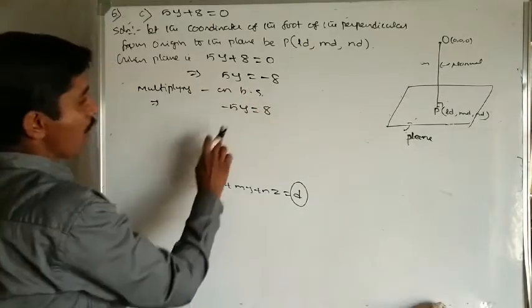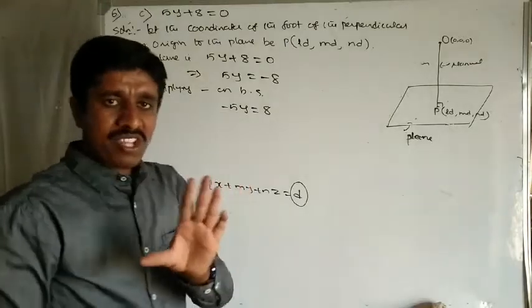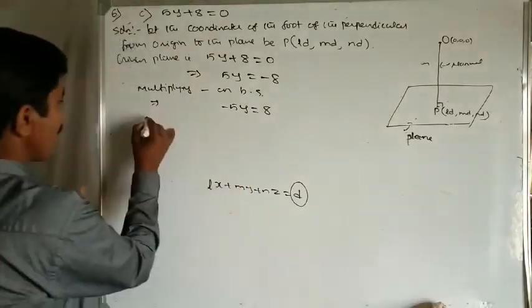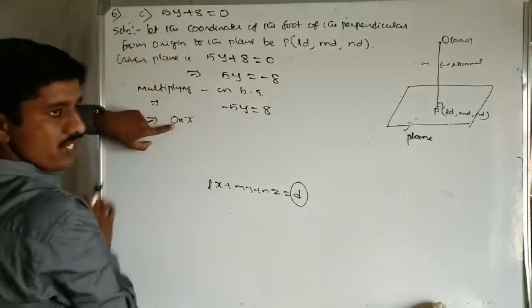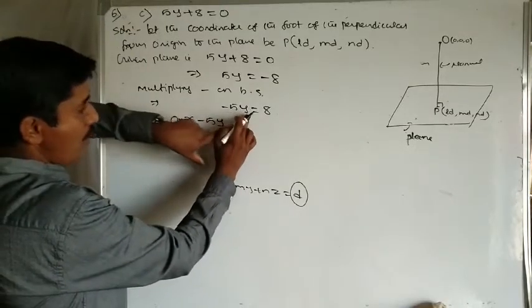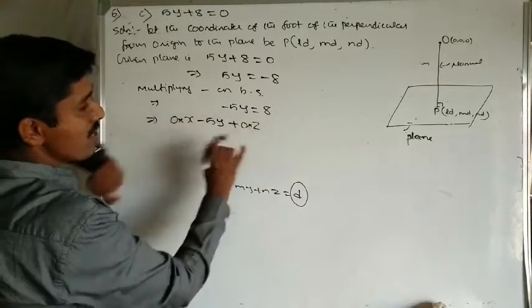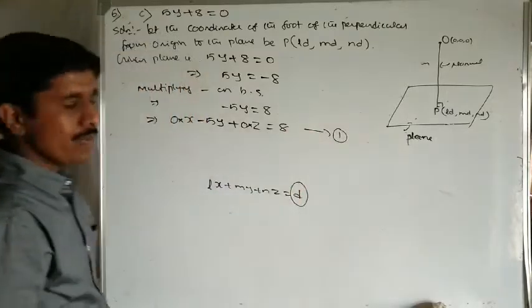Here we have only the y term, we don't have x and z terms, so those term coefficients are taken as 0. We don't have an x term, x coefficient 0, 0 into x. The y term as it is, minus 5y. We don't have a z term here, z coefficient take 0. 0 into z is equal to 8, called equation 1.